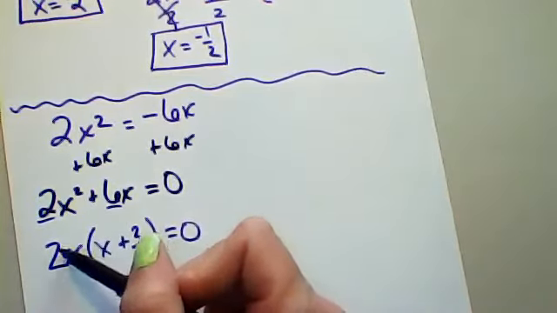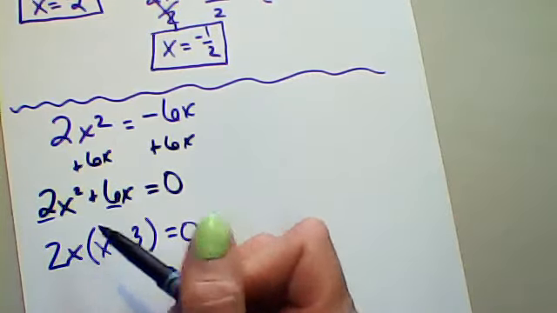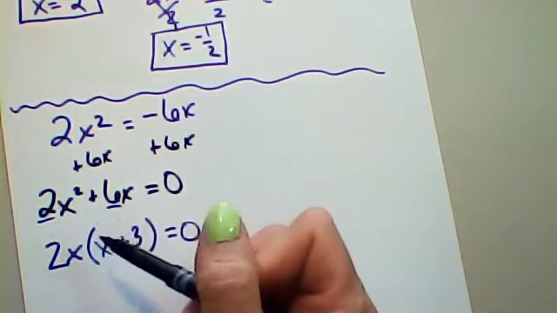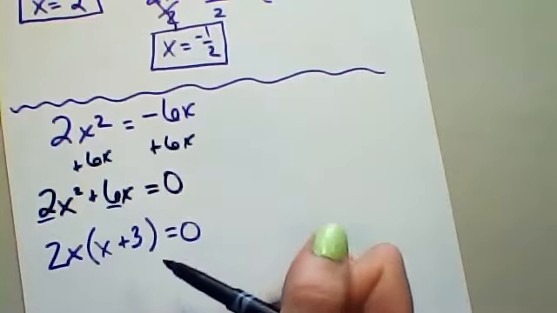So I always just distribute back, multiply back, so I can see if I'm getting it right. So 2x times x, yep, that gives us 2x squared. 2x times 3, yep, that gives us 6x.